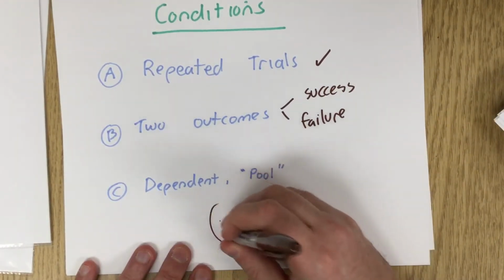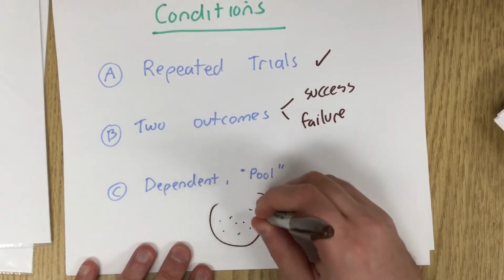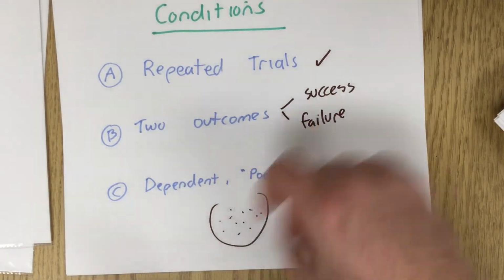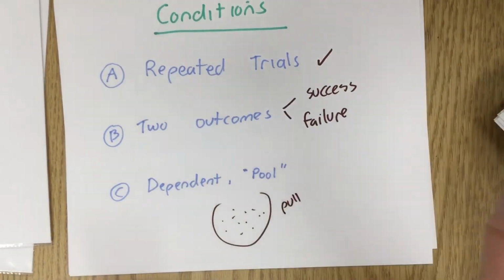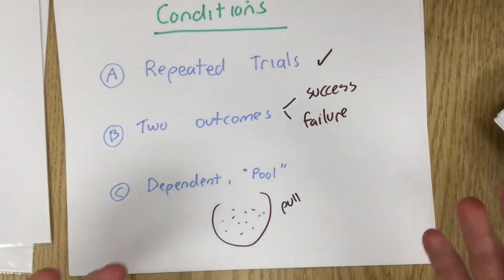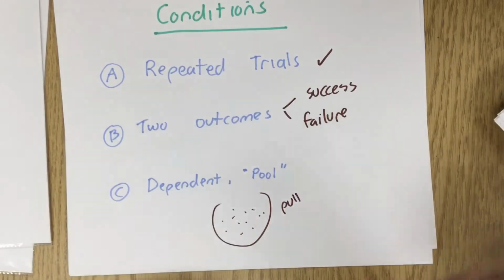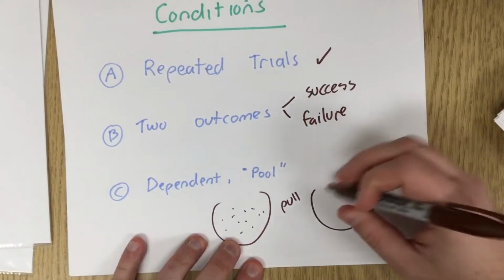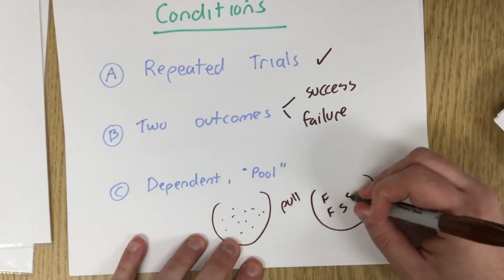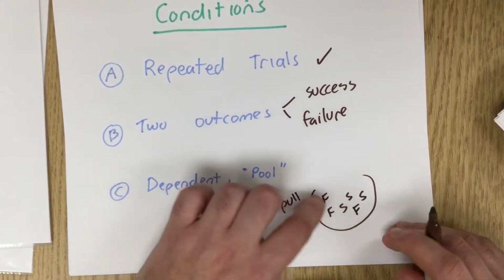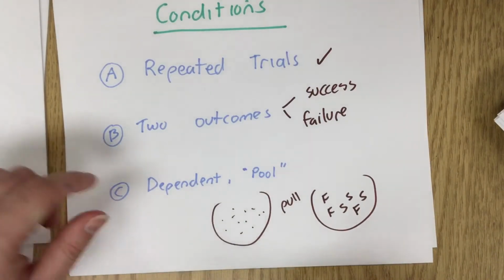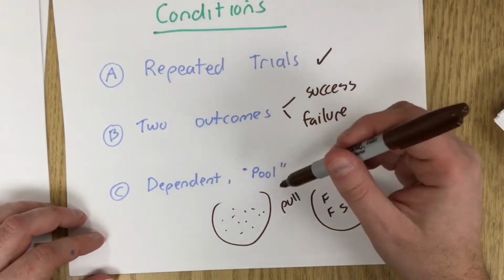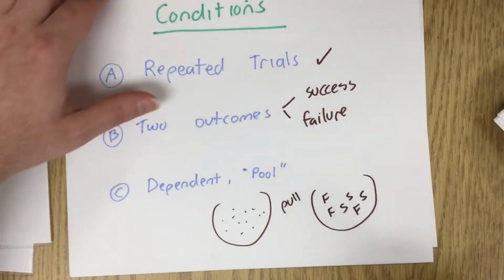So we have a bunch of items in a bag, and we're removing things from the bag, and that's going to change the probabilities. So we have a bunch of failures and successes in the bag, and pulling out a failure makes it less likely you're going to get a failure, and pulling out a success makes it less likely you're going to get a success. So if these three conditions are true, then it's hypergeometric.